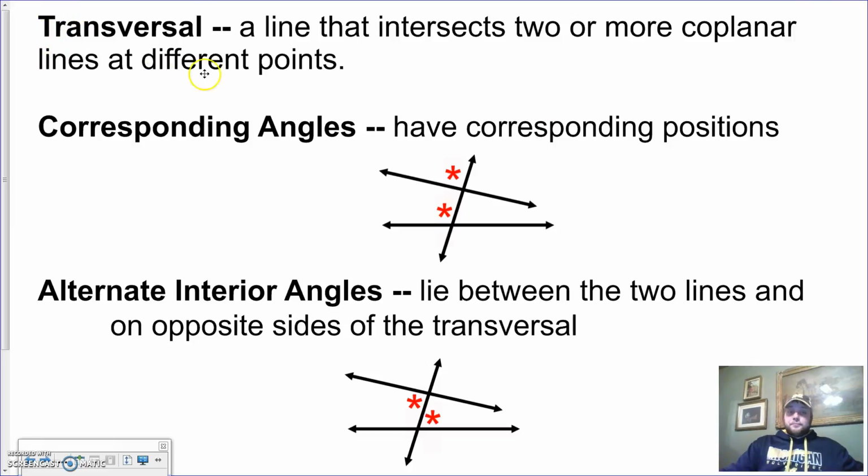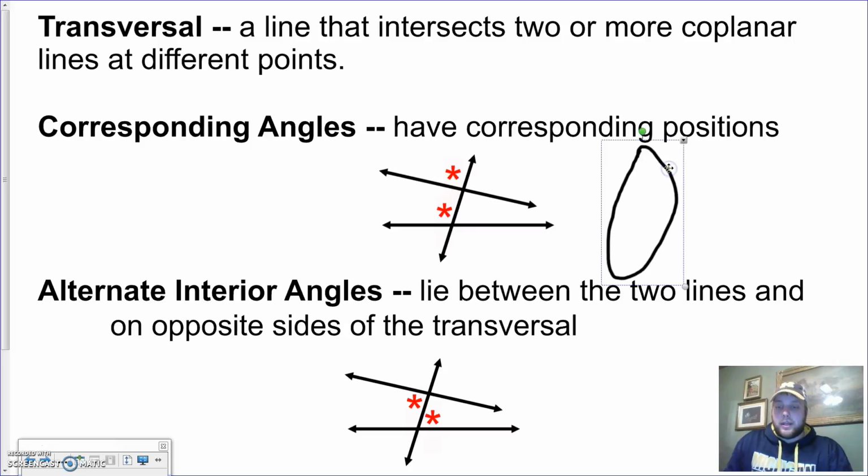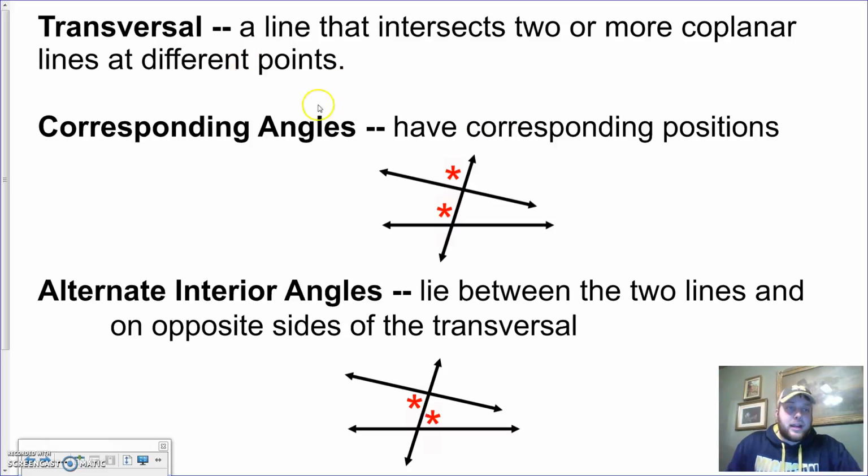What's a transversal? A line that intersects two or more lines, okay, at different points. So for instance, if you're looking here, this right here is your transversal. It's cutting through two lines. Okay? We're going to see a lot of transversals here in this section. It's going to be so much fun. Alright, so transversals are things that cut through, intersect.